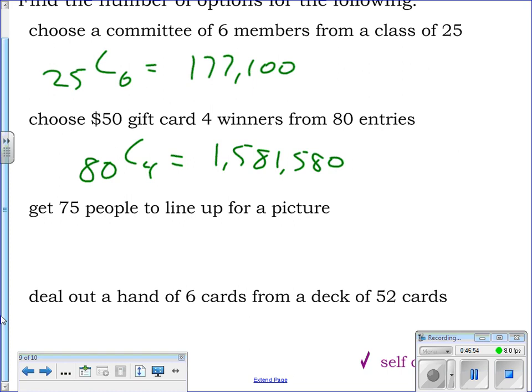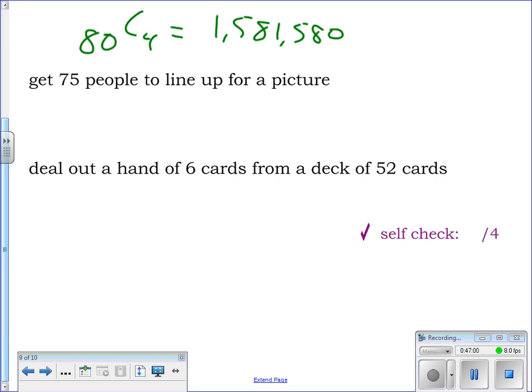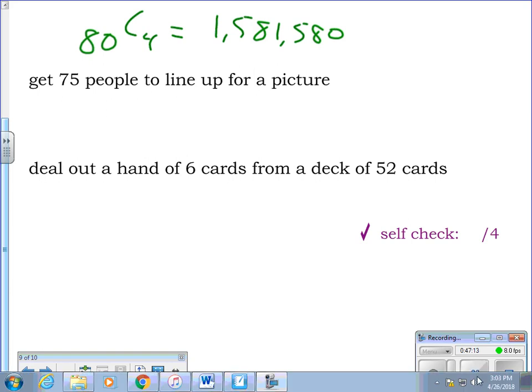I really like this next one. Lining up 75 people for a picture. Does order matter? Yeah, order matters. Okay. Why does it matter? Let me pause for a second. 75, permutation of 75. If you did not do that on your calculator, do it now. Can you also put 75 exclamation thing? 75 factorial, it'll do the same thing. Yeah, it says error. On mine, it says memory overflow. This number is too big for your calculator to handle.